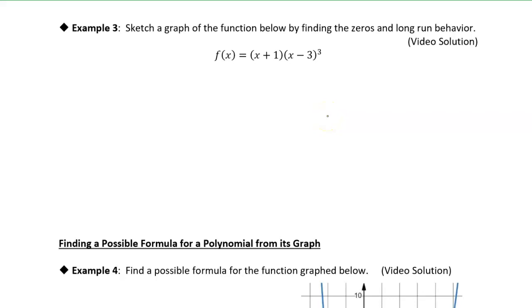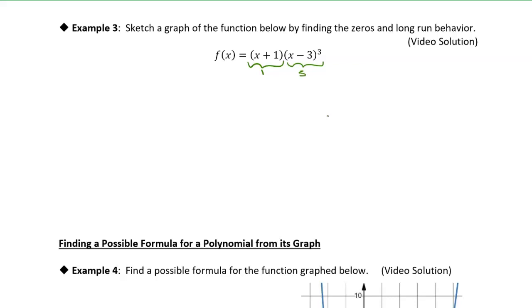All right, we're going to do the same thing in this example as we did in the previous two, except that now we have a function that has a factor of x plus 1, and we've already got it in factored form, which is nice too, right? And we have three factors of x minus 3. So we have one factor of x plus 1, and we have three factors of x minus 3.